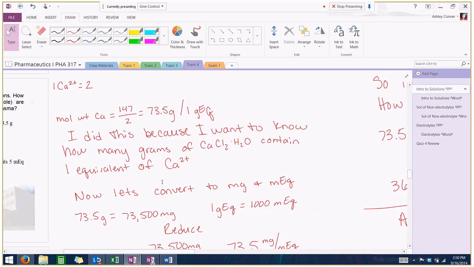And in case anybody's curious as to why in the heck we are dividing 147 by 2, I'm doing it because I want to know how many grams of this calcium chloride with water contain 1 equivalent of calcium ions. So 1 gram equivalent is 73.5 grams, if that makes sense.